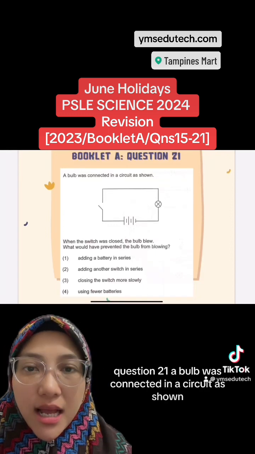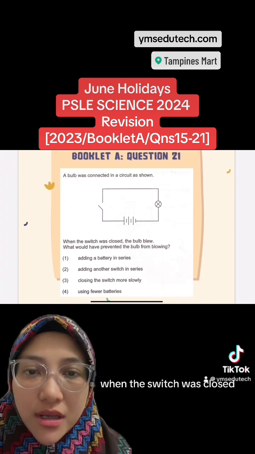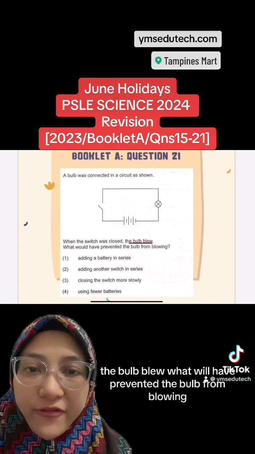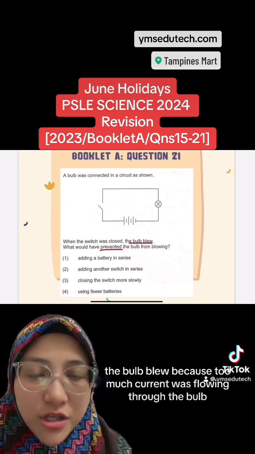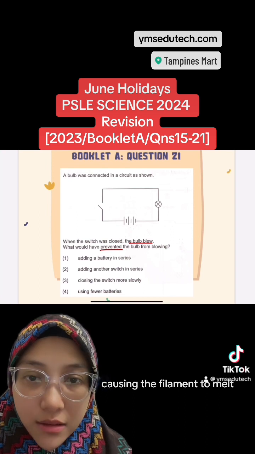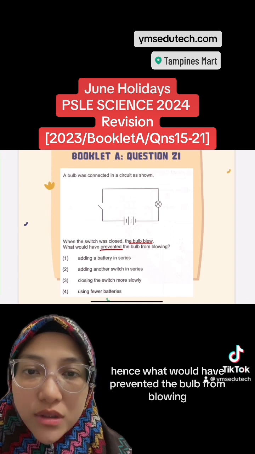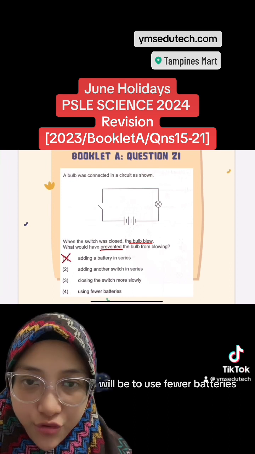Question 21. A bulb was connected in a circuit as shown. When the switch was closed, the bulb blew. What would have prevented the bulb from blowing? The bulb blew because too much current was flowing through the bulb, causing the filament to melt. Hence, what would have prevented the bulb from blowing would be to use fewer batteries.